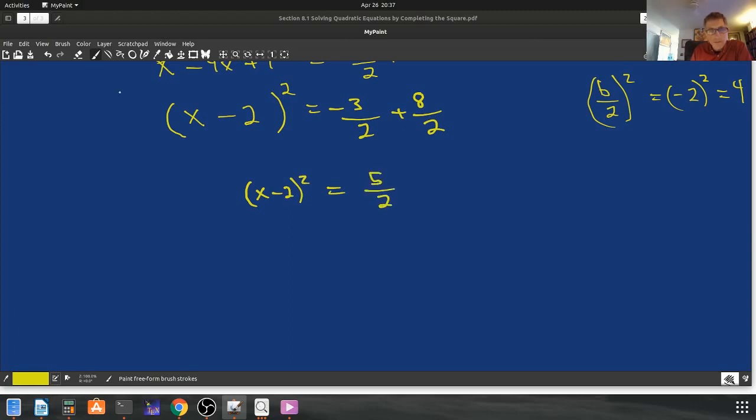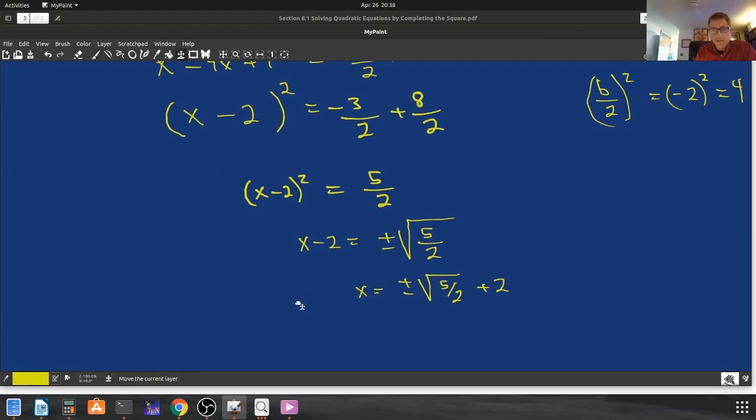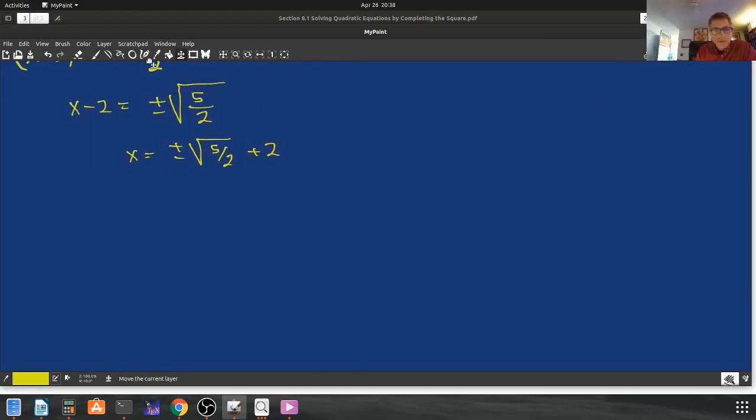So now I take the square root of both sides. That gives me x minus 2 is equal to plus or minus the square root of 5/2. So x is equal to plus or minus the square root of 5/2 plus 2. I'm going to tell you right now, I'm not thinking that my math lab is going to be happy with that as an answer. And the reason being is, let's work on this term right here.